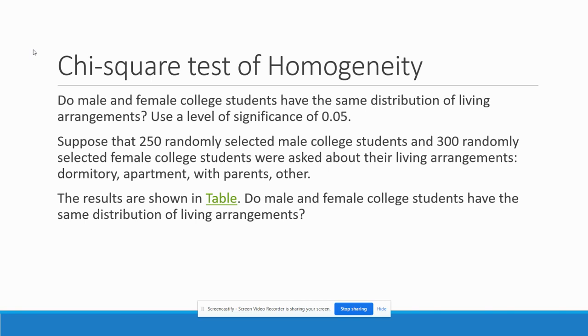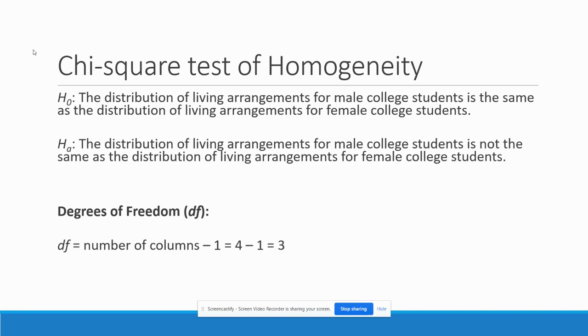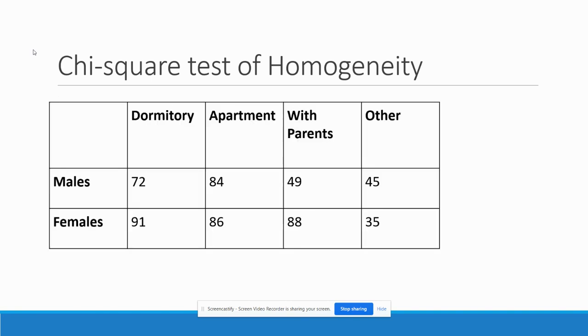Suppose that 250 randomly selected male college students and 300 randomly selected female college students were asked about their living arrangements. So they're asked, do you live in a dorm? Do you live in an apartment? Do you live with your parents or other? So here we go. Let me show you the table. Again, I have 72 males that live in the dorm, 91 females that live in a dorm, and so on. You can see how many live in an apartment, with parents, and other. So what's going on here? I'm comparing males versus females in the 4 different ways that they live.